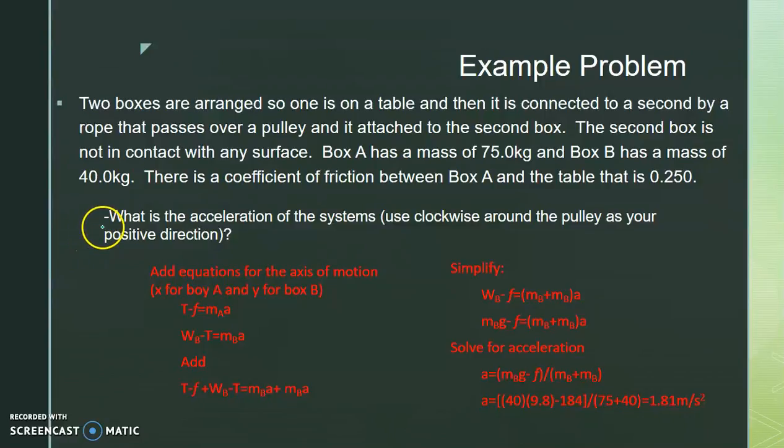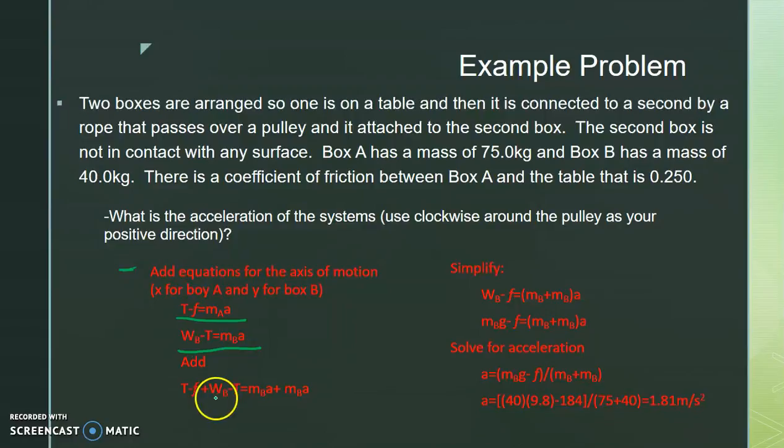So now it's asking, what is the acceleration of the system using clockwise around the pulley as your positive direction? So now we're going to have to add the equations for the axis of motion, x for box A and y for box B. We add the tension minus friction equals mass times acceleration, and the weight of box B minus the tension equals mass times acceleration.